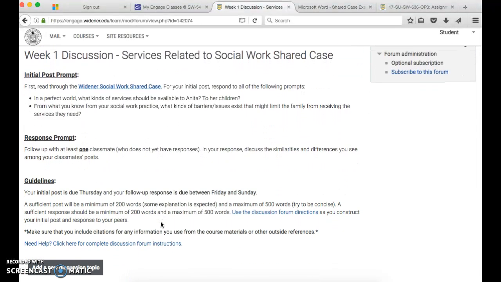So quickly about when the initial posts and response posts are due for discussion forums throughout the semester. Your initial post prompt, similar to other classes, is due by Thursday evening of the week by 11:59 p.m. And your response post, which is a follow-up to at least one of your classmates who does not yet have responses, to discuss any similarities or differences that you see between what you've shared and what they've shared, is due by Sunday evening, and that can be posted anytime between Friday and Sunday of the current week that we're in.